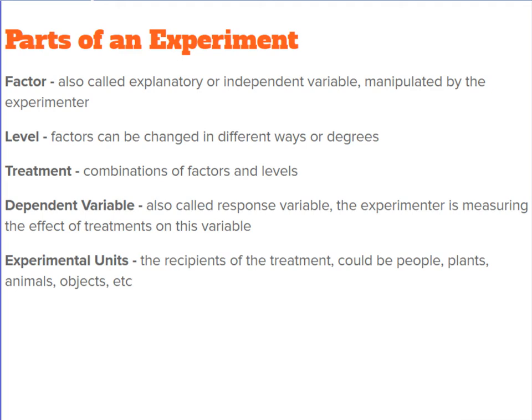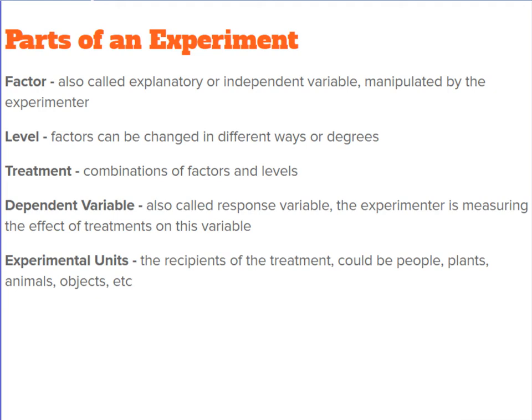So in the medicine example, if we give one group the 200 milligram medicine and then we give the other group the 500 milligram pill, then those are the two treatments. Dependent variable, we already know that. Response variable, that's the thing that we're seeing if the factor changes it. So if I give someone this different medicine, will it change their symptoms or will it cure their disease?